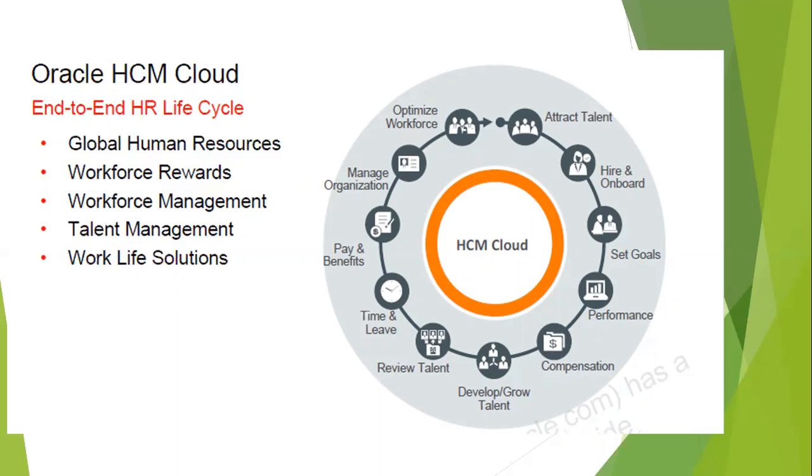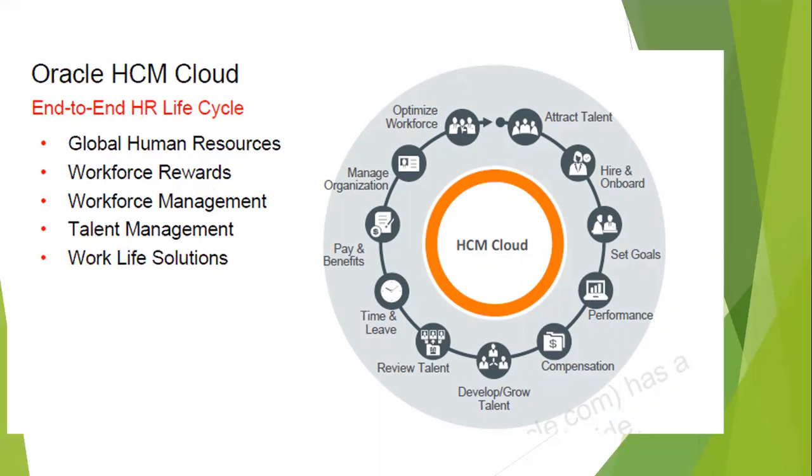Fusion HCM Cloud will give you the end-to-end HR lifecycle. For example, we can have the lifecycle of an employee, starting from hire to retire or resignation within the organization. First they will attract the talent, and after that they will hire and onboard the employees, and they will set goals so that they can achieve their targets. Next they will monitor the performance of the employees through performance management. They also handle how they provide compensation to the employees, how they pay the salaries and additional benefits, and how employees grow with talent development from one position to another.